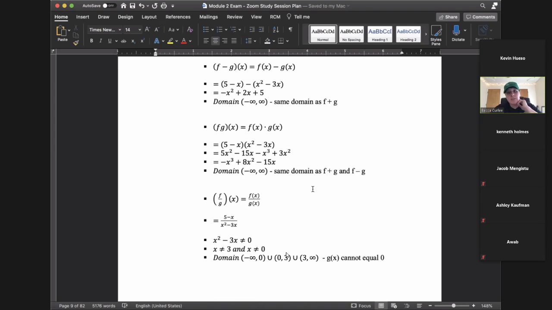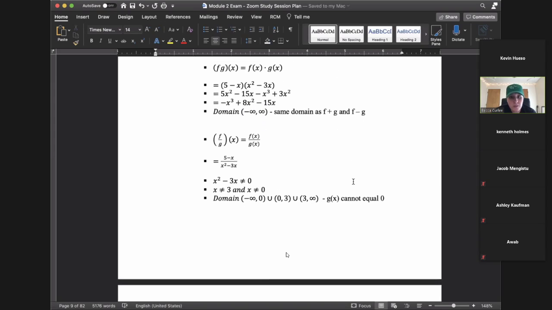So then you got to find f times g of x. So f of x times g of x. You just multiply them together, expand it out. You've got the 5 minus x times the x squared minus 3x, which gives you 5x squared minus 15x minus x to the third plus 3x squared. And then simplifying it out, we've got negative x to the third plus 8x squared minus 15x. Still got the same domain as the other two.